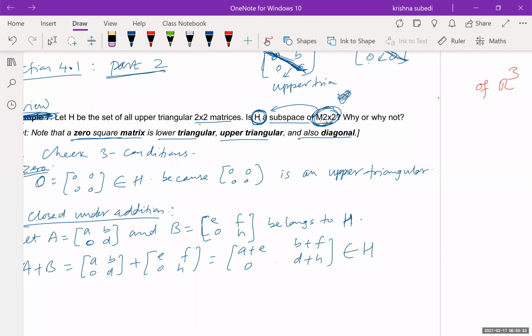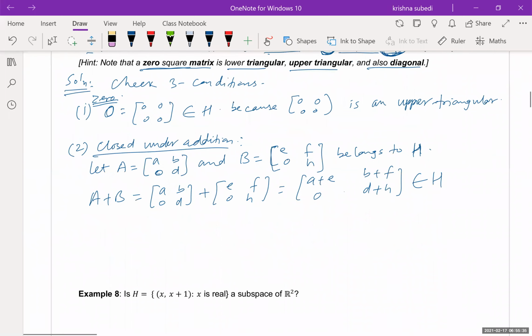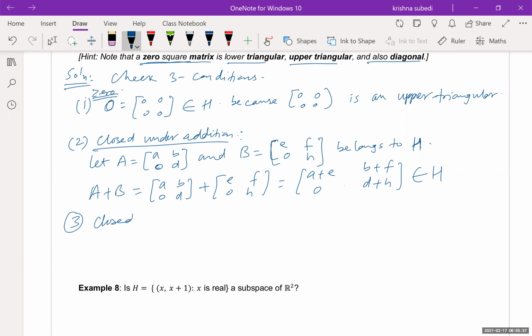Now condition 3, let us look at that. Closed under scalar multiplication.